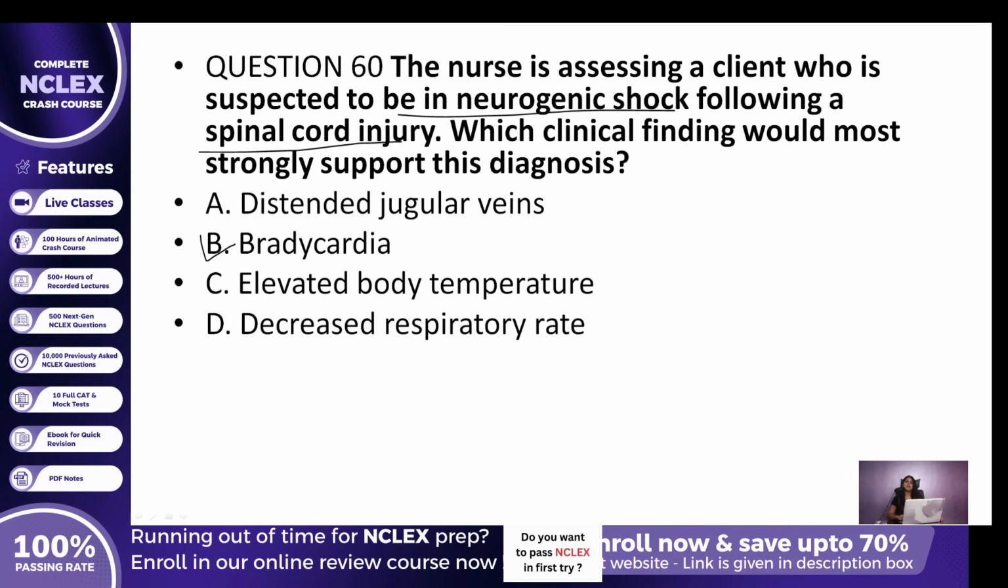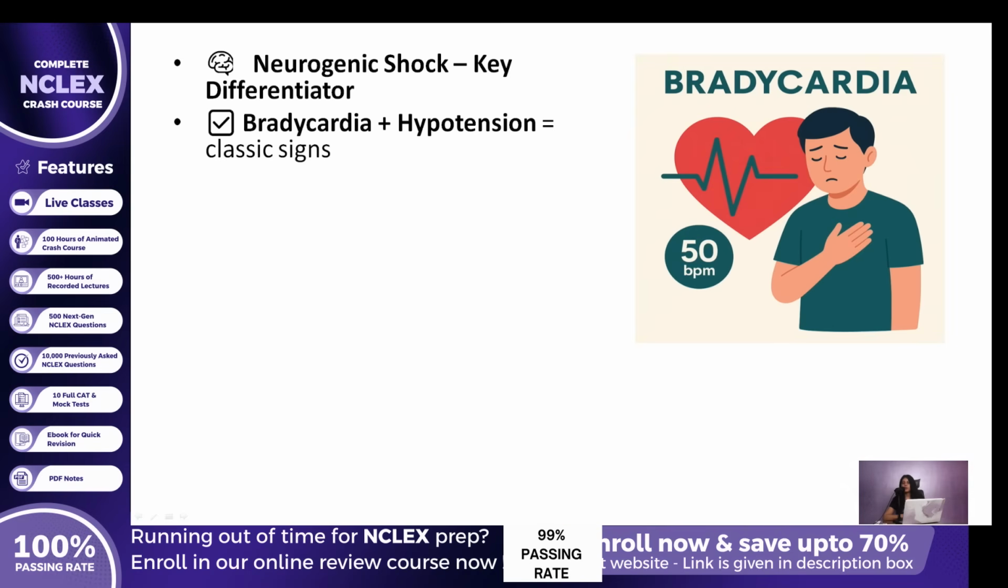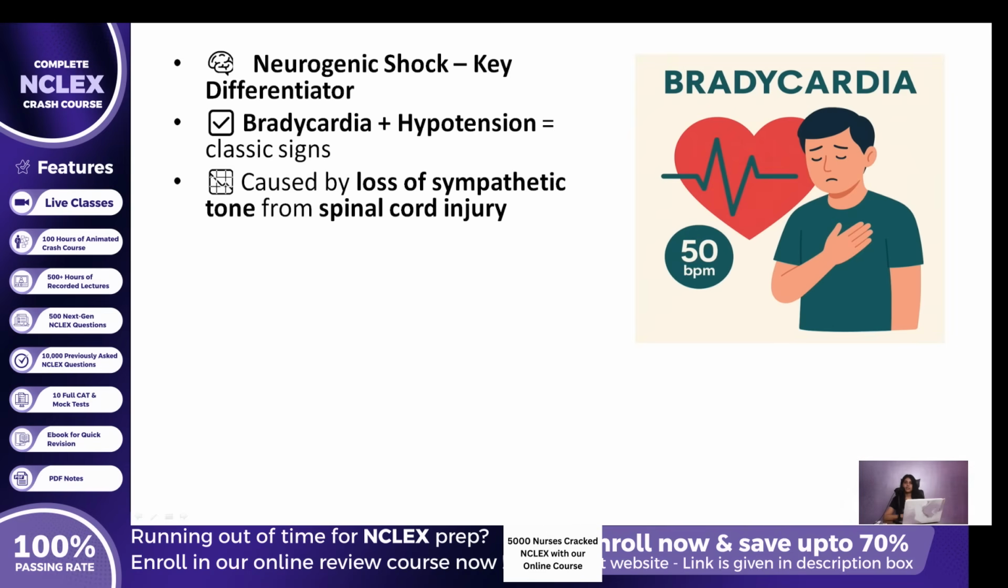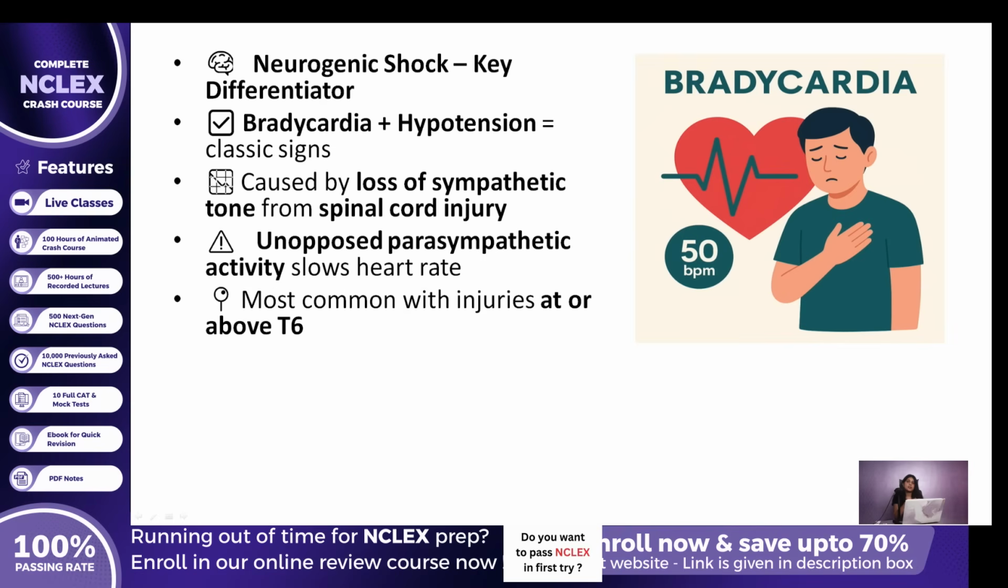Bradycardia. Bradycardia is a key feature of neurogenic shock and helps differentiate it from other types of shock. This occurs due to loss of sympathetic tone from spinal cord injury, allowing unopposed parasympathetic activity to slow the heart rate. Vasodilation also causes hypotension, making the combination of low heart rate and low blood pressure a red flag in trauma patients.